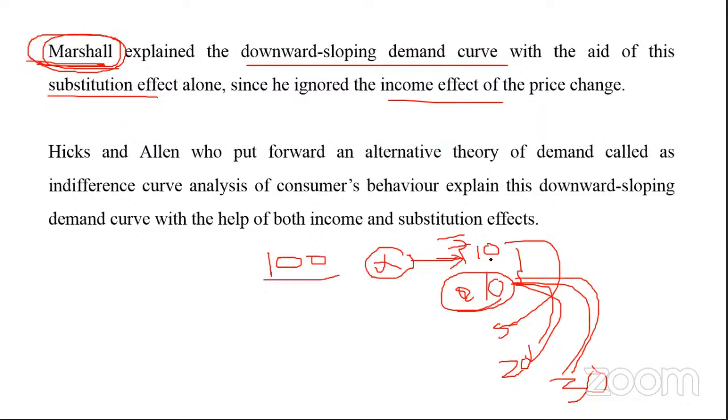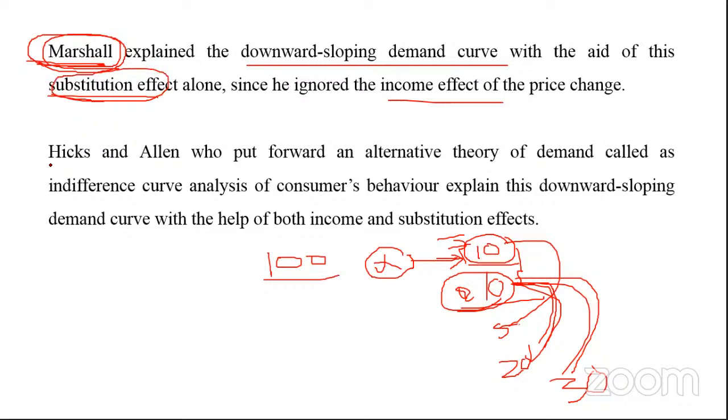When the price is 10 rupees, the demand of the individual is 10. When the price falls to 5 rupees, the demand will increase to 20 or 30. How does he decide the demand? Based upon the substitution effect. He is substituting 10 goods with 20 or 30. So he is completely focusing on the substitution.